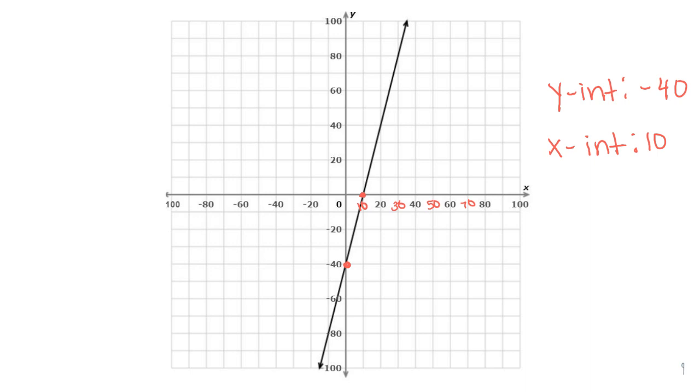That concludes today's lesson. It's pretty simple, straightforward. Hopefully no one will have any problems with it. But just remember that your y-intercept is the point that your line crosses the y-axis, and your x-intercept is the point that your line crosses the x-axis.